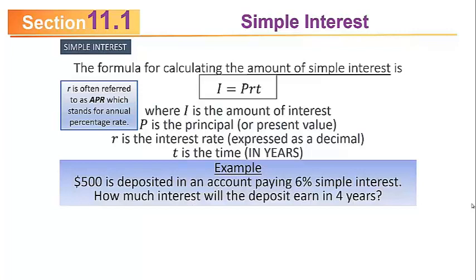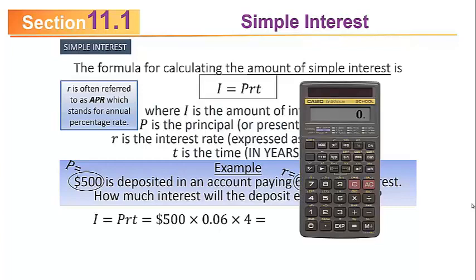For example, $500 is deposited in an account paying 6% simple interest. How much interest will the deposit earn in 4 years? You simply plug into the formula. The principal is $500. That's how much you deposited. The interest rate is 6%, written as a decimal. You move the decimal 2 places to the left. That gives you 0.06. And you're doing it for 4 years, so t is equal to 4.